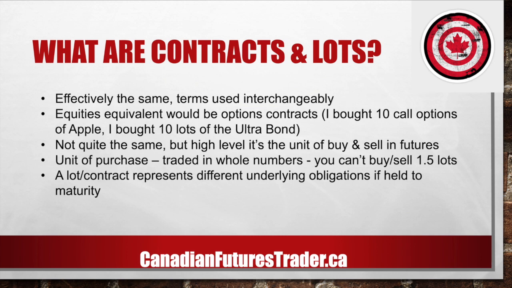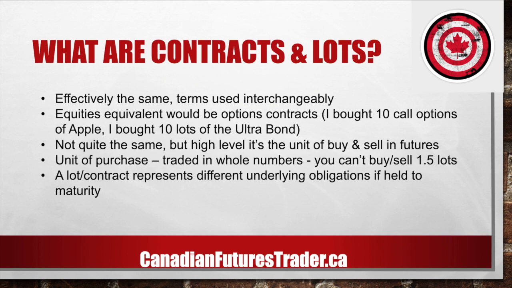The equivalent, if you come from an equities, stock trading, options trading world, would be an options contract. So you might say I bought 10 call options of Apple. In the futures world, you might say I bought 10 lots of the Ultra Bond. Before anybody puts their hand up and says that's not really true, they're not quite the same thing, I completely agree. At a high level, though, think of a contract or lot as essentially the denomination of what you are buying and selling. You're buying 10 lots, 10 shares, 10 options contracts. They are essentially the unit of purchase.